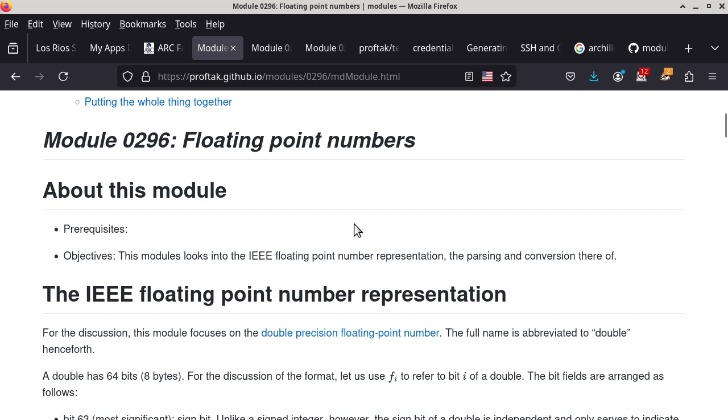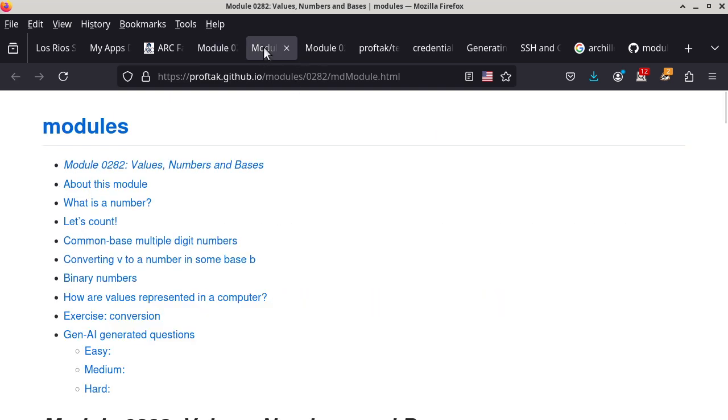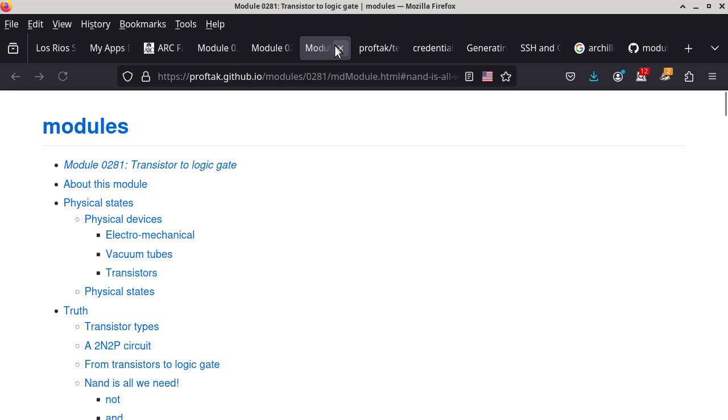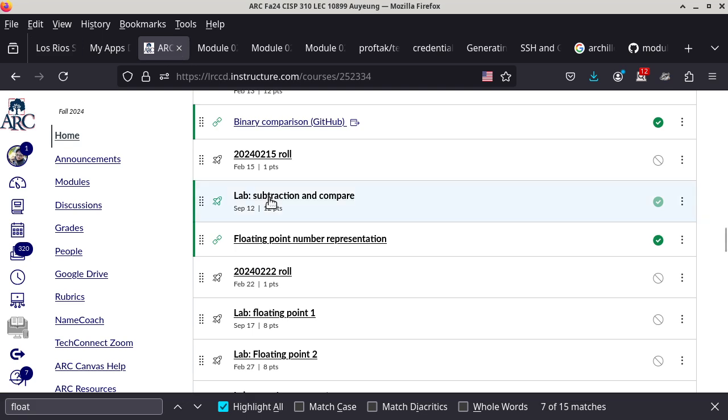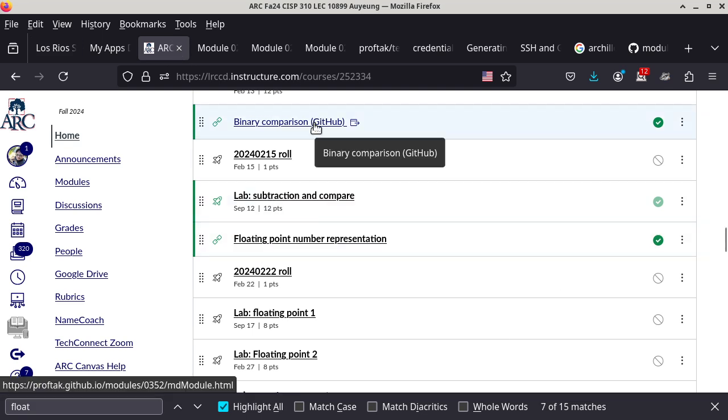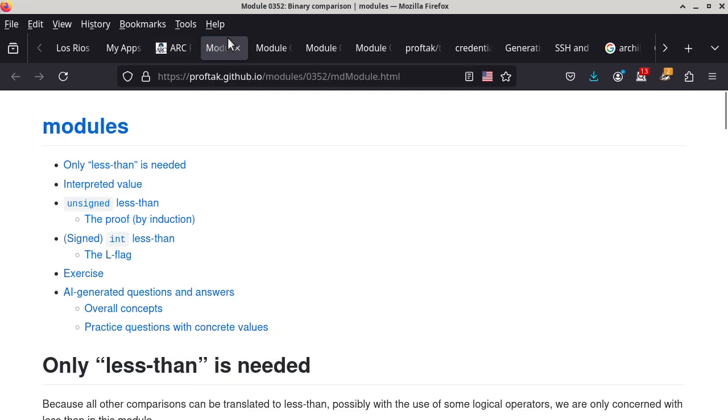Okay. I think we're all done with binary subtraction and comparison. So we are moving on to a new topic unless there are questions about binary subtraction. So do we have any questions about binary subtraction? Let me see if I can find that slide. All right. So getting back to here. So binary subtraction is this particular module. So the question I have is, do we have any questions about this module?